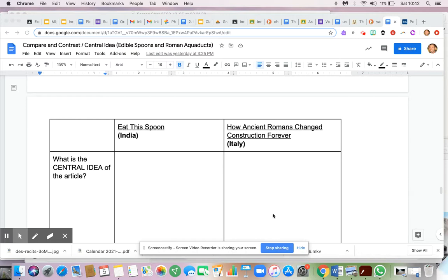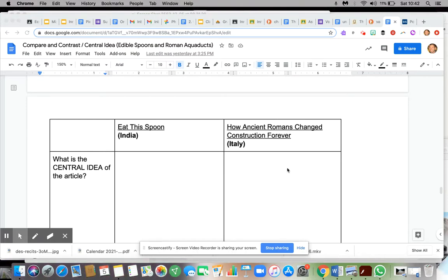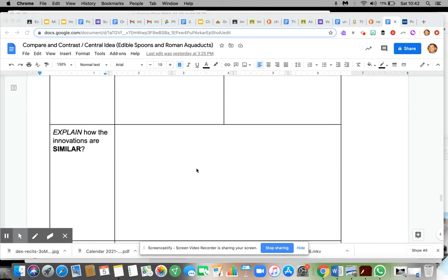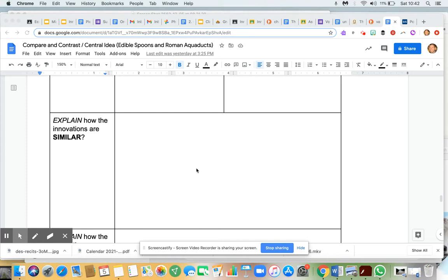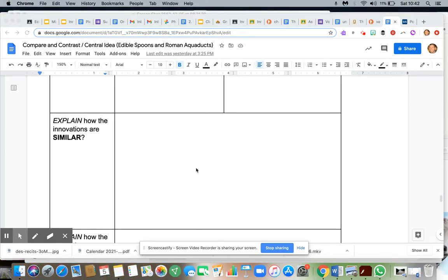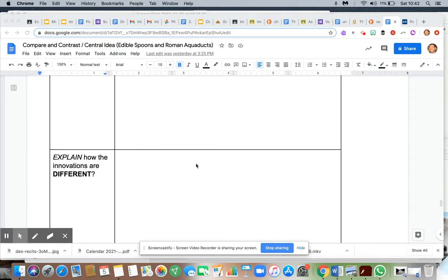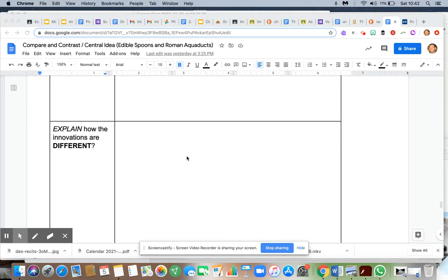So what's the central idea of the article? So Eat This Spoon, and what's the central idea of this article in Italy? So you have a quick explanation there. And then this larger box, really take the time to fully explain your thinking. So how are these two innovations, the edible spoons and the aqueducts, how are they similar? So you're comparing them, and then you're contrasting them. How are they different? Again, really take time to show your brilliance.